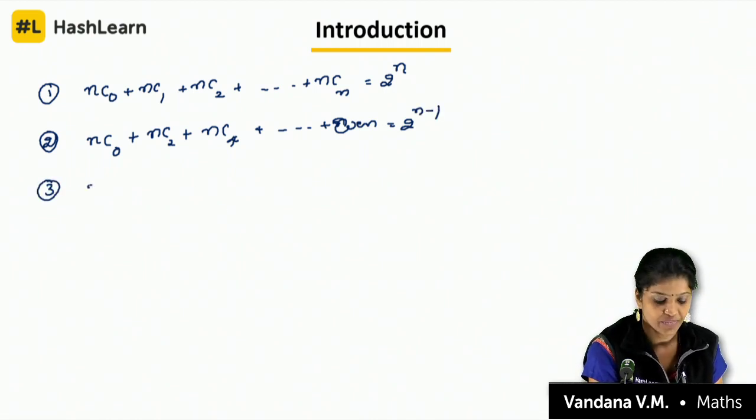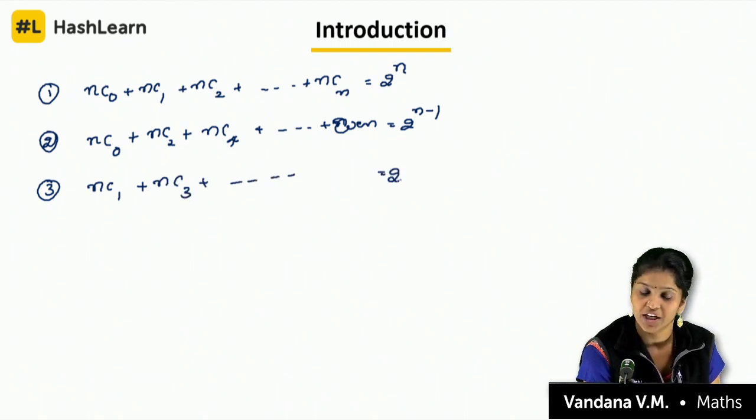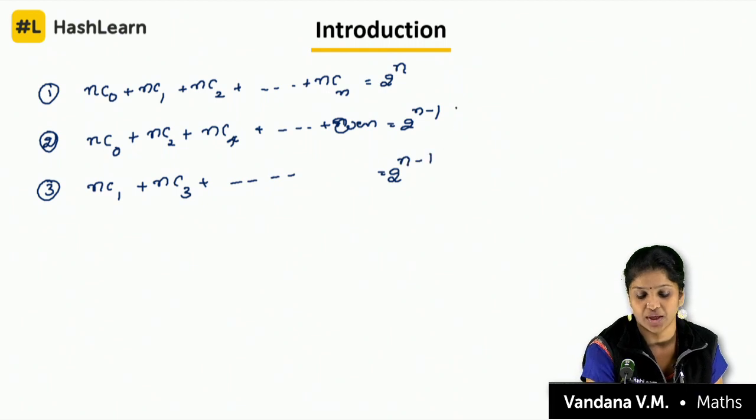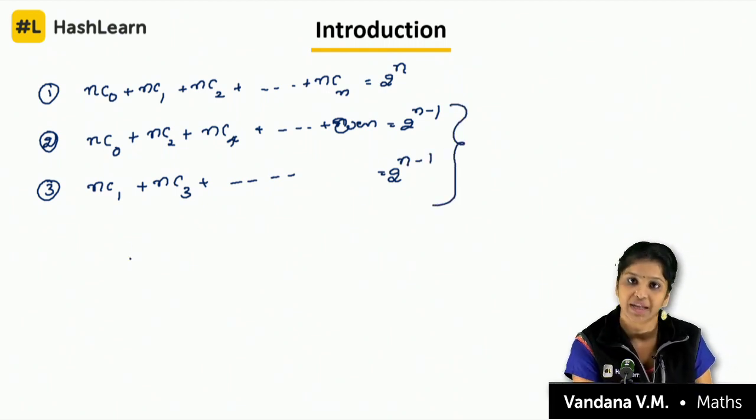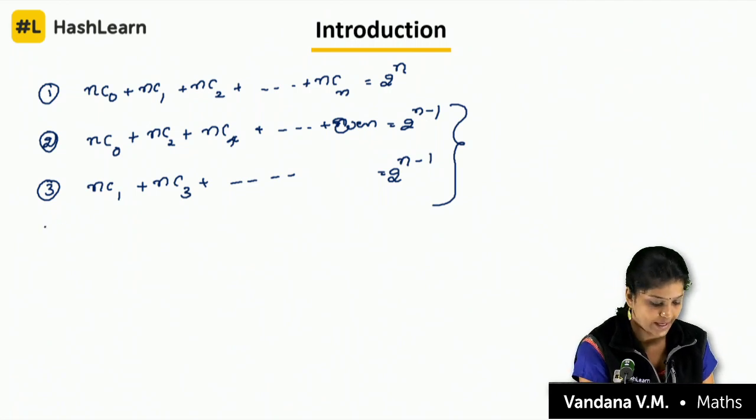The same way, NC1 plus NC3 and so on, the odd terms. The odd terms sum and even terms sum are both the same, that is 2 power n minus 1. You can apply that formula directly.